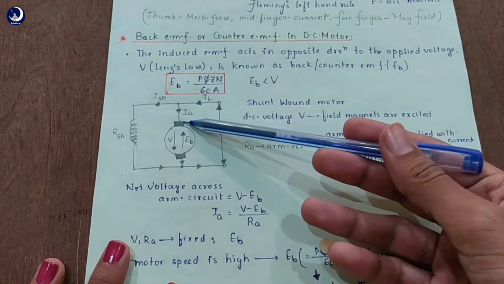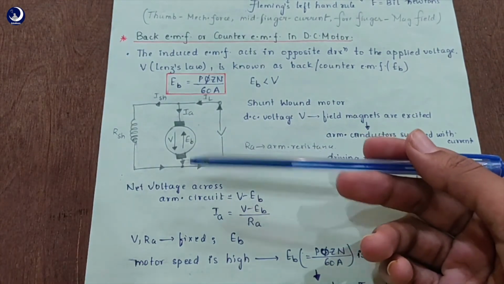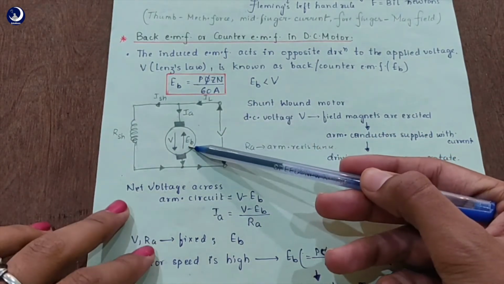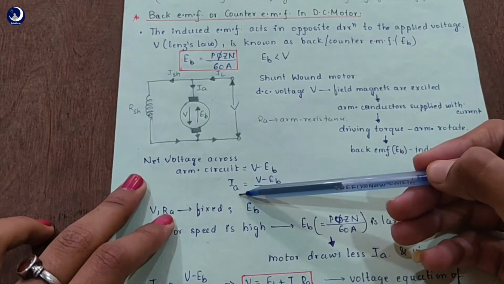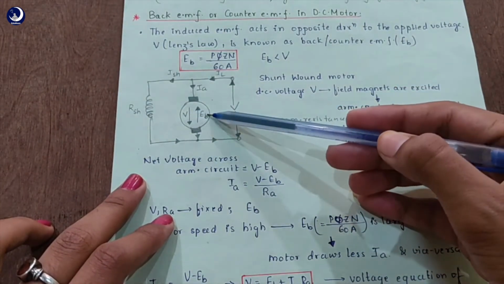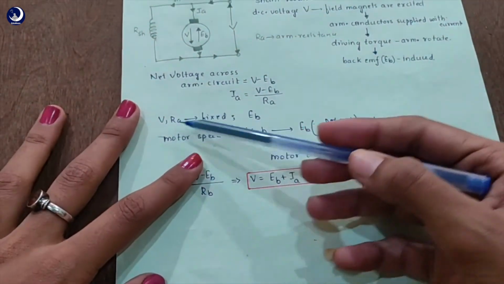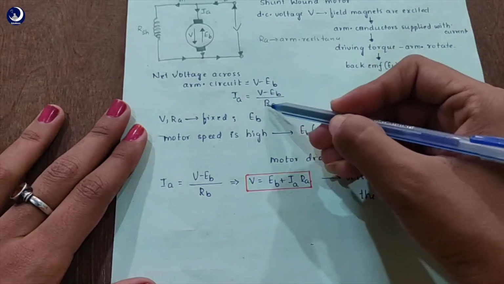So the electric work is done against this EB, right? And so the net voltage across the armature circuit is V minus EB. If RA is the armature resistance, then the armature current will be (V minus EB) by RA. Here V and RA are fixed.